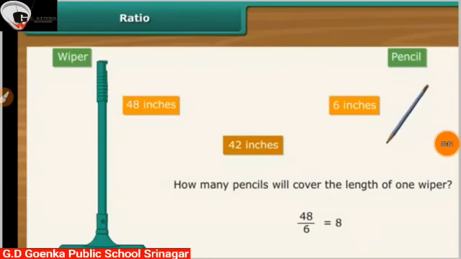Hello, dear Goenkans. Today we will discuss chapter number 12, Ratio and Proportion. It's on page number 244 of your textbook.